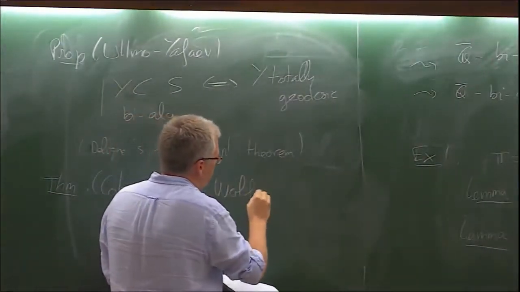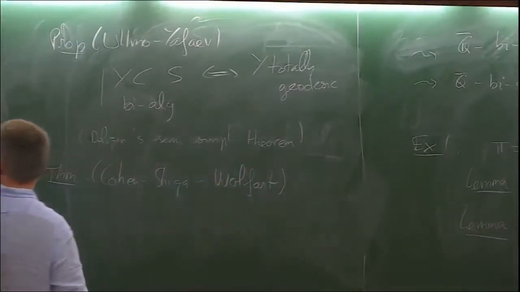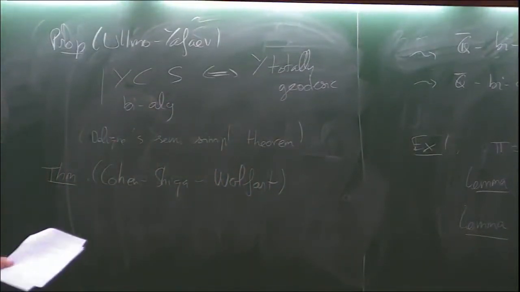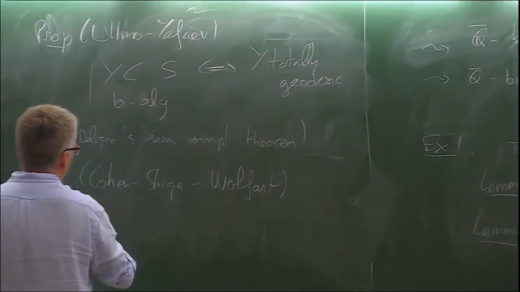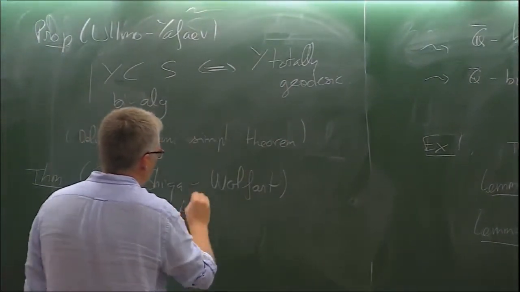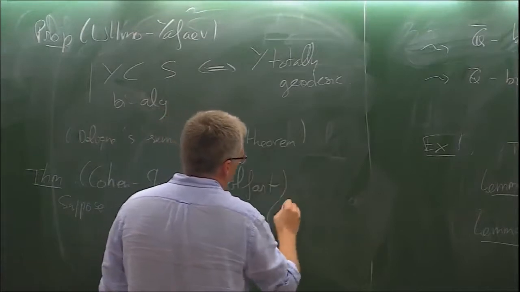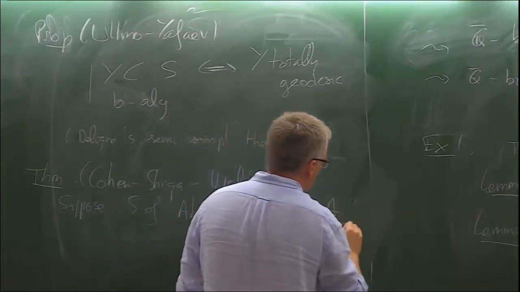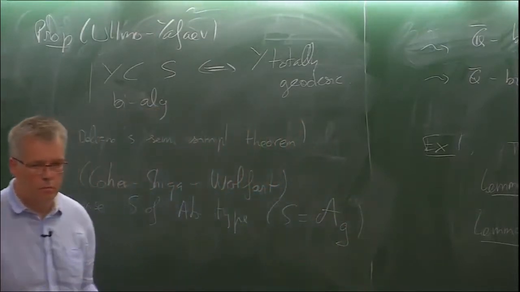Well, in fact, we don't have a full result, but we have a result in the case where this Shimura variety is of abelian type. So suppose S of abelian type, for example, the case S is A_g, a moduli space of principally polarized abelian varieties.